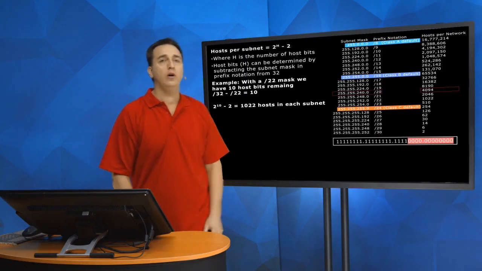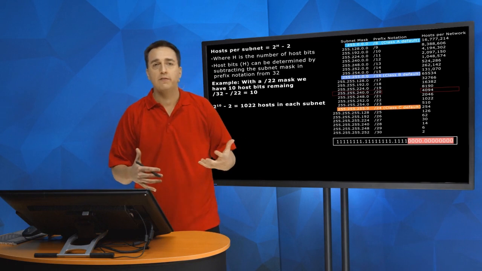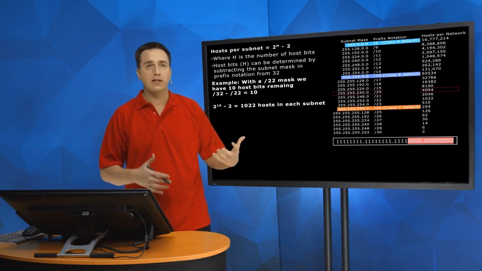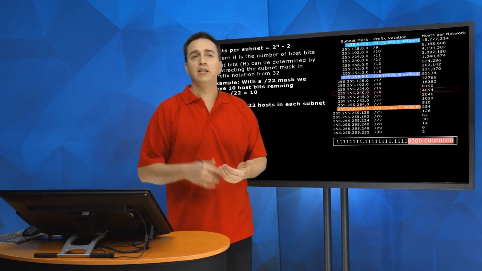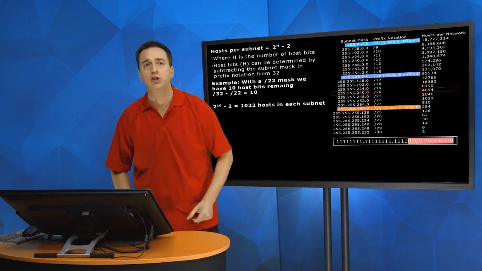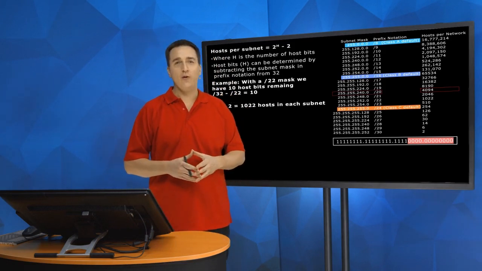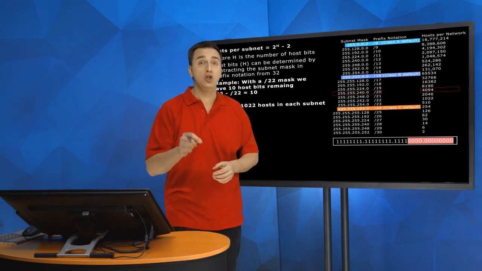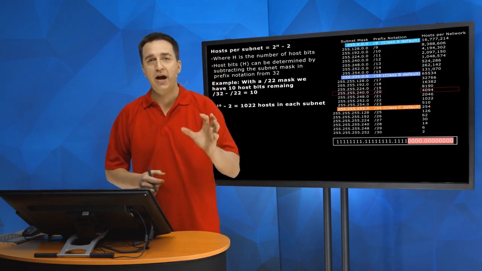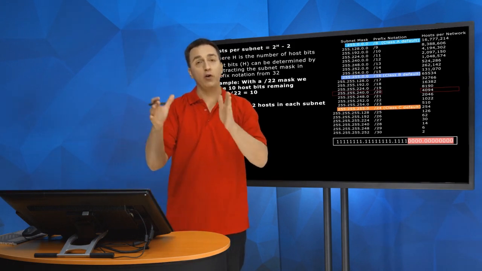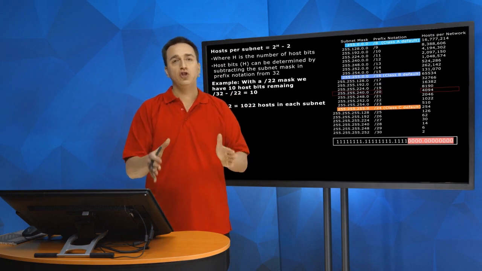So if we're a /20, how many bits are left over? 8 plus 4, that's 12. 2 to the power of 12 is 4,096, minus 2, 4,094. So the equation again, 2 to the power of h minus 2, identifies the number of hosts that are in each subnet.